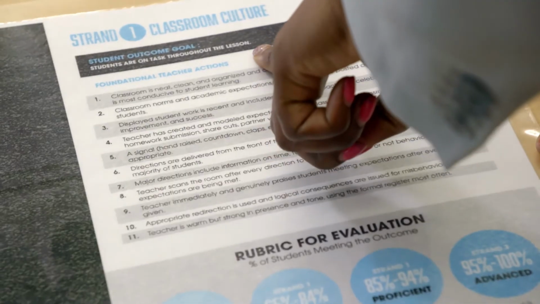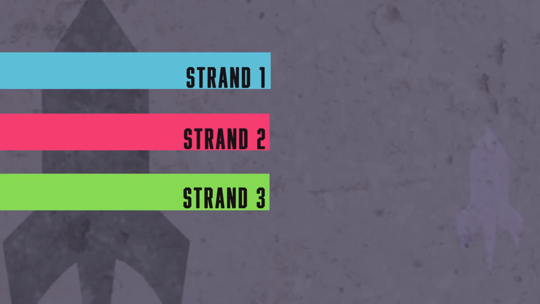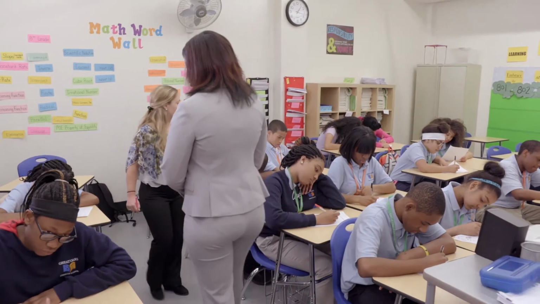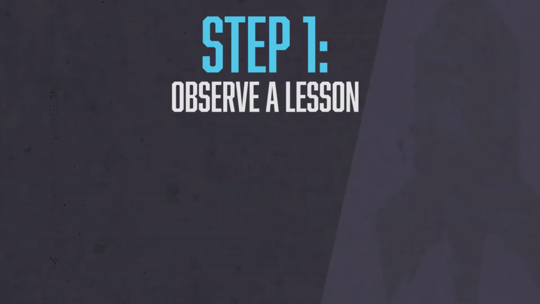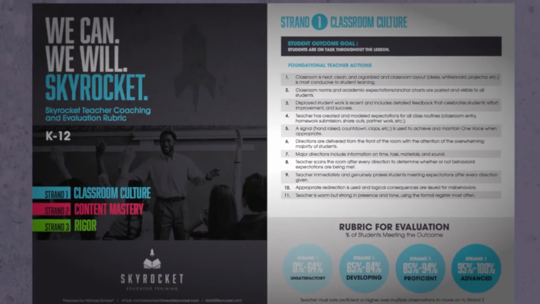I'm going to explain exactly how to use the Skyrocket Rubric so you can see how easy it is to master and so you can begin using it to train your teachers immediately. Step 1. Observe a lesson using your Skyrocket Rubric.